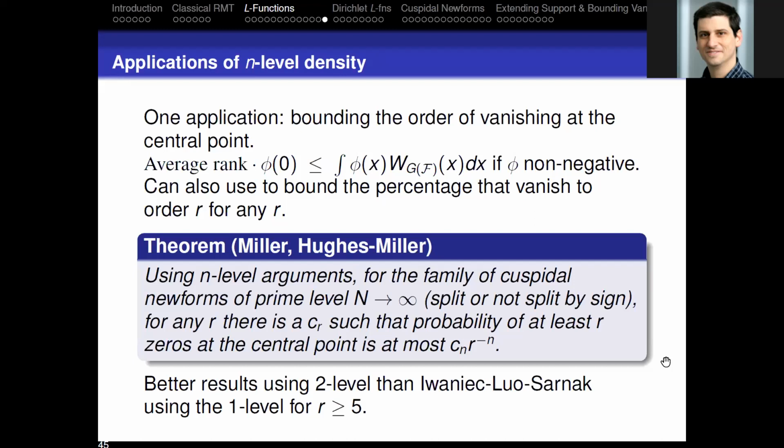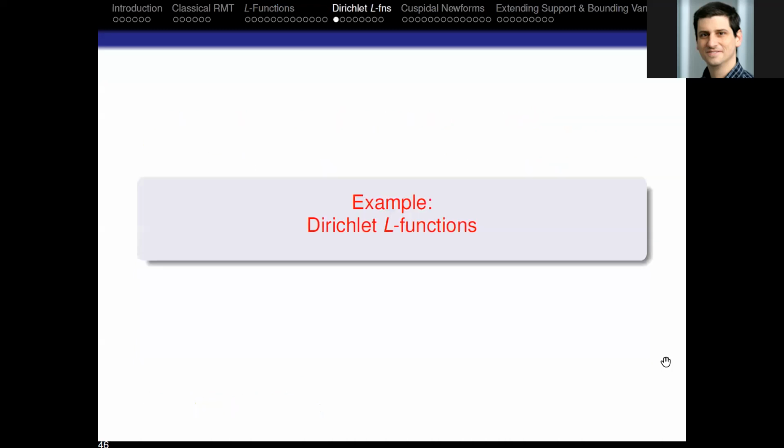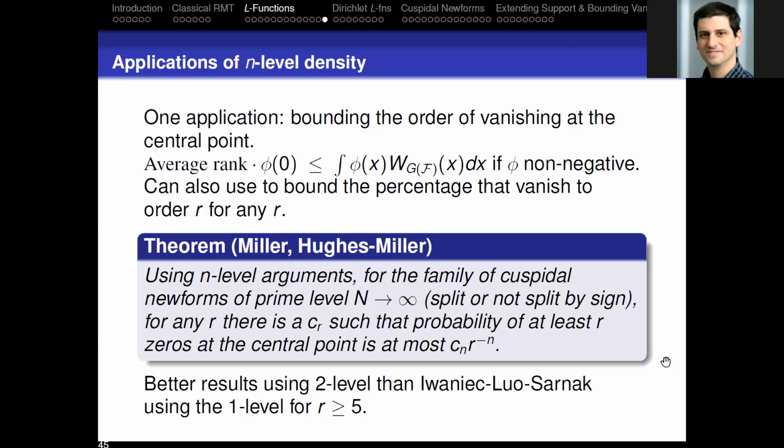But it's possible for very small values of r that as you use larger values of n, you get a worse result. Okay, and we will talk a little bit later today about doing everything carefully and seeing how good of a result we can get by using these higher level densities. So Katz-Sarnak only looked at the one level, we're going to look at higher levels.